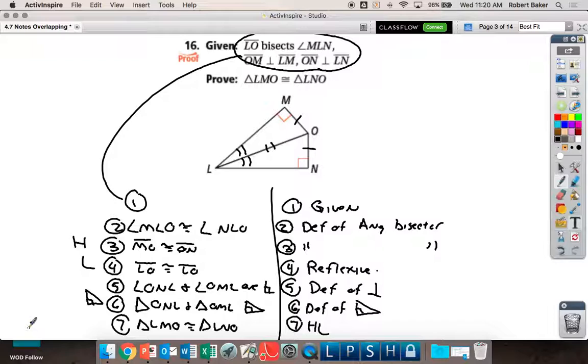Do you have to state step 2 before you can state step 3? You do have to say that those angles are congruent because it's an angle bisector. You have to say that they are congruent before you can say that these are congruent. But couldn't you just state that MO is congruent to ON with the definition of an angle bisector without proving the angles?